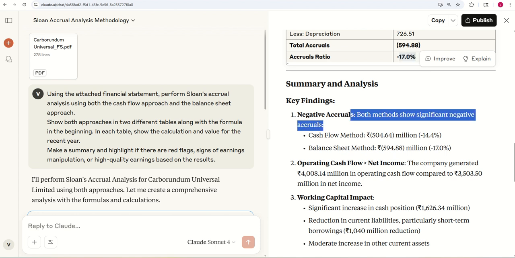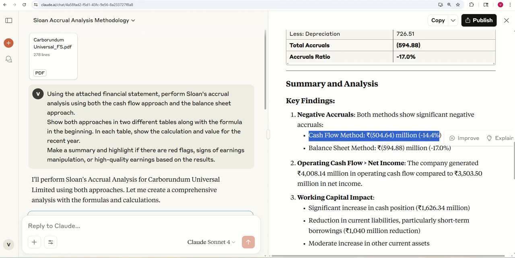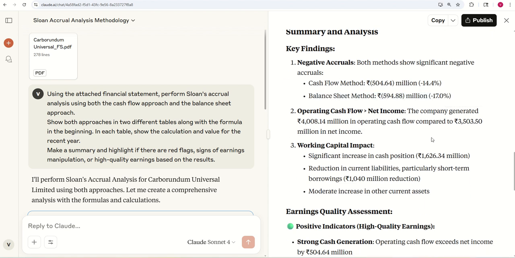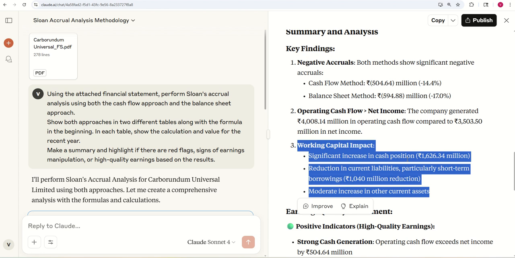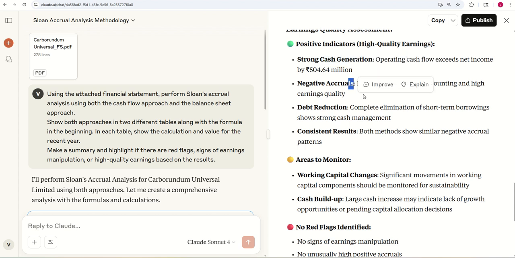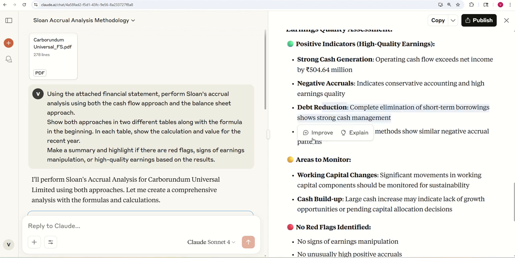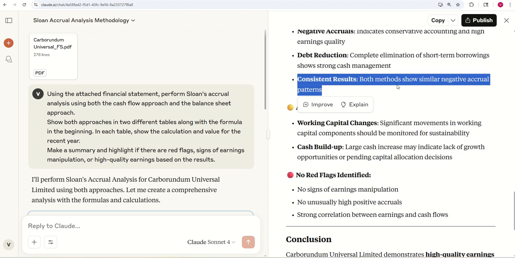Both methods show significant negative accruals, meaning the cash flow is real. There is no positive accrual, all are negative accruals, which is actually a positive sign. Then it talks about the numbers and the calculation details, and the inference: strong cash generation, negative accruals indicate conservative accounting and high quality earnings, debt reduction, and consistent results. It says both methods show similar negative accrual patterns.